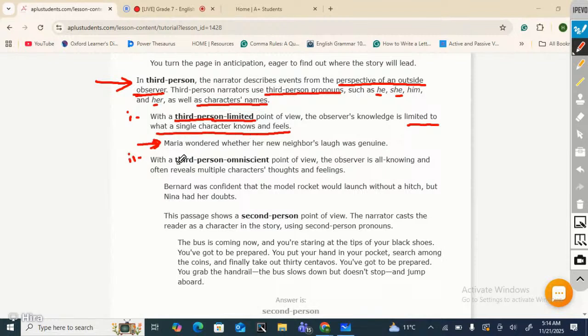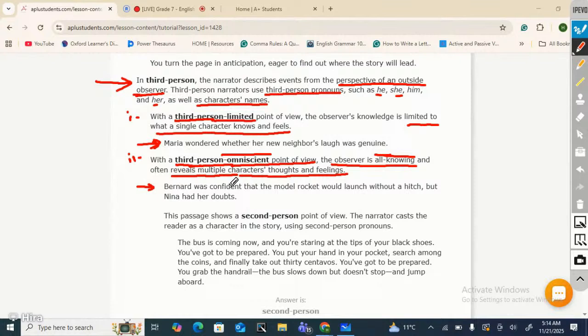But with a third person omniscient point of view, the observer is all knowing and often reveals multiple characters' thoughts and feelings. That's why it is called third person omniscient point of view, meaning all knowing. Let me tell you how it is presented to you.